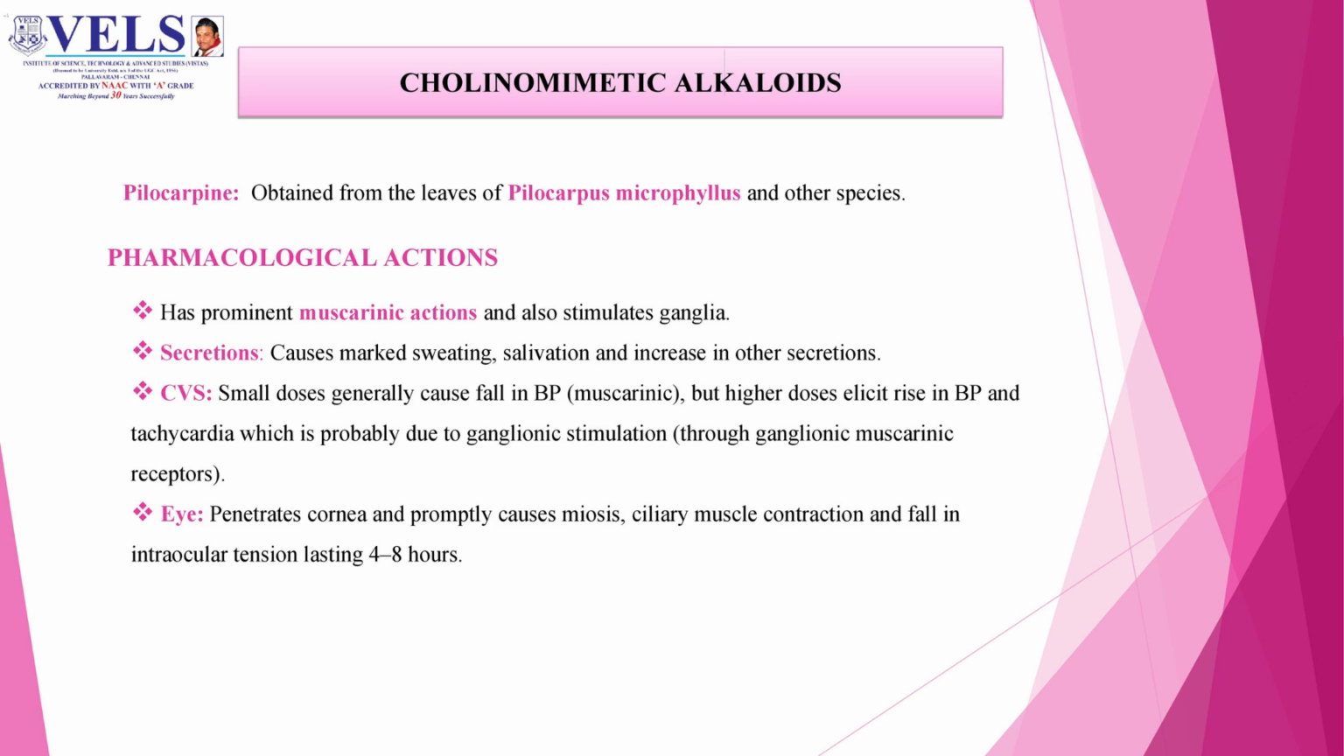In the CVS, small doses generally cause a fall in BP by acting on the muscarinic receptors, but higher doses produce a rise in BP and tachycardia, which is mainly due to ganglionic stimulation. In the eye, it penetrates the cornea and promptly causes miosis, ciliary muscle contraction, and fall in intraocular tension that lasts for about 4 to 8 hours.